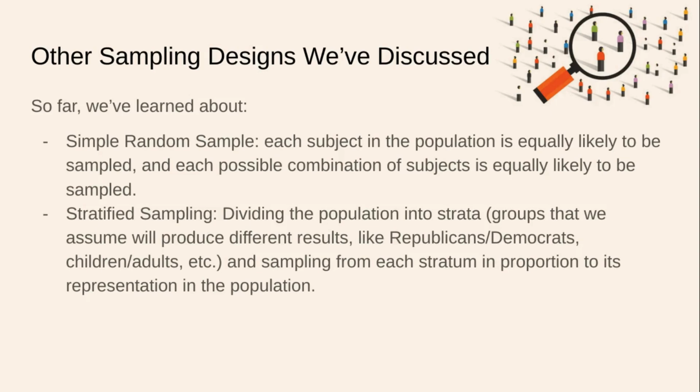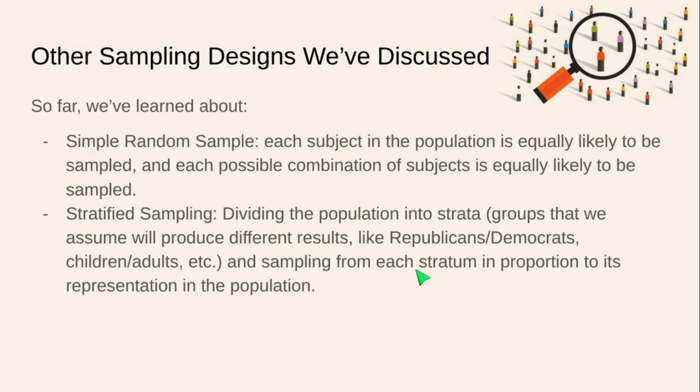Stratified sampling is useful when we look at our population and see that there are groups that collectively will answer similar to each other but different than other groups in the population. And each of those groups takes up a different proportion of the population, and we'd like our sample to resemble the population. So in stratified sampling, we divide the population into strata, and strata are groups that we assume will produce different results from each other, like, for example, Republicans and Democrats, children and adults, etc.